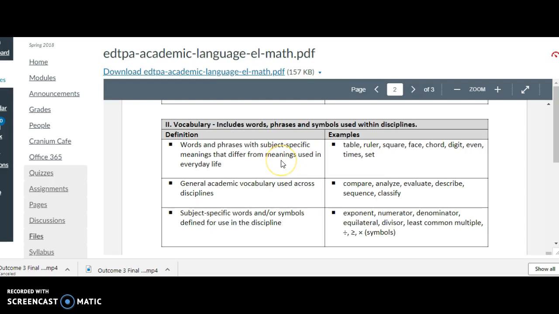So like with compare, you might think about compare like I might compare how much I like peas and how much I like carrots. That's sort of a different definition of compare than I'm going to compare the lengths of two objects, right? So it has to be within that mathematics subject specific meaning. And then they give some examples of what those words might be. Compare, analyze, numerator, denominator, yada, yada, yada.